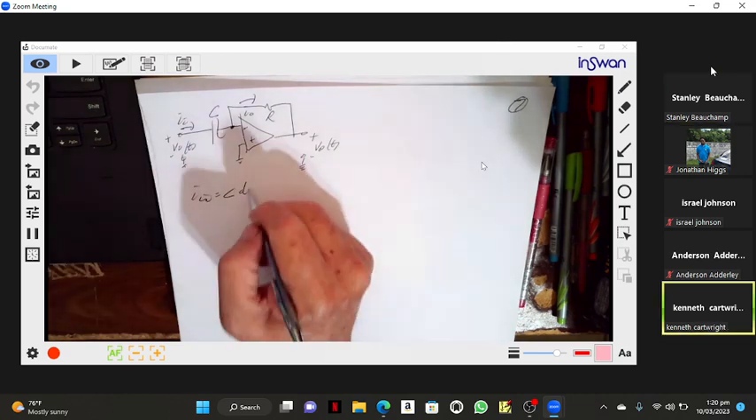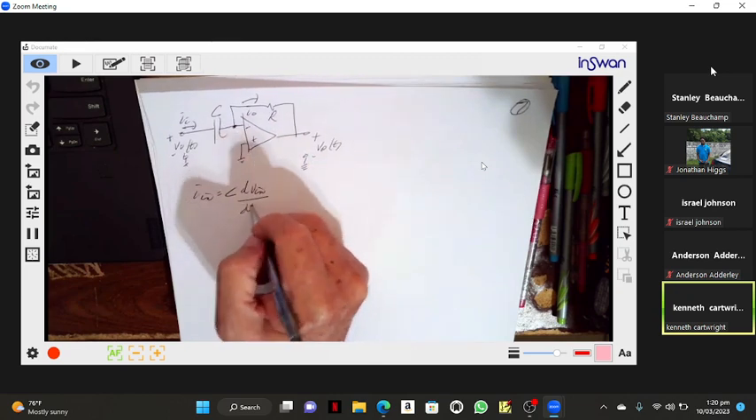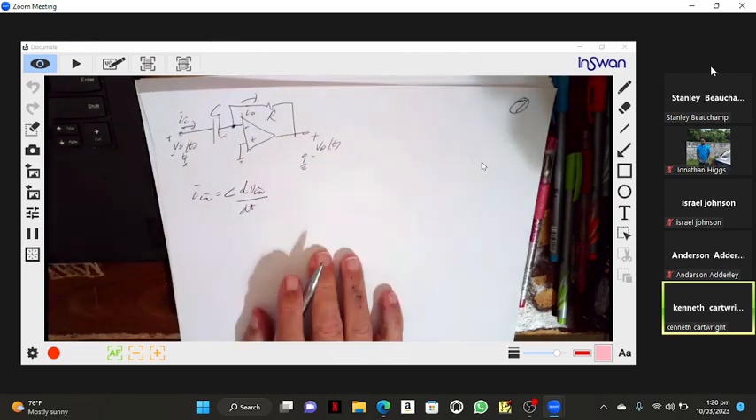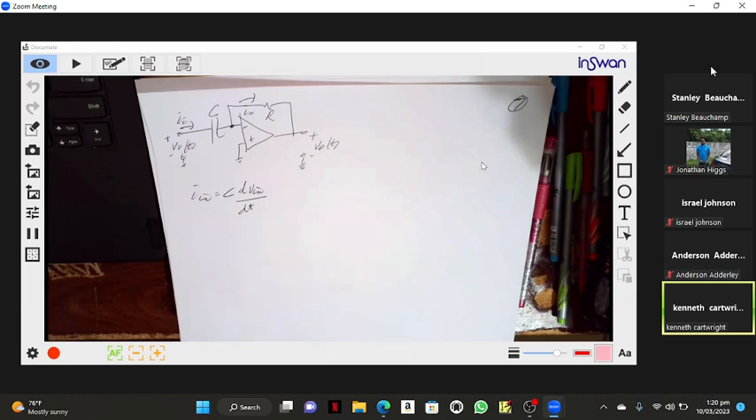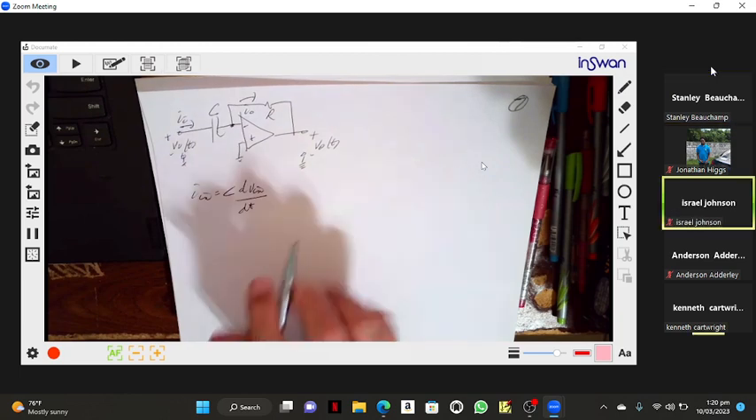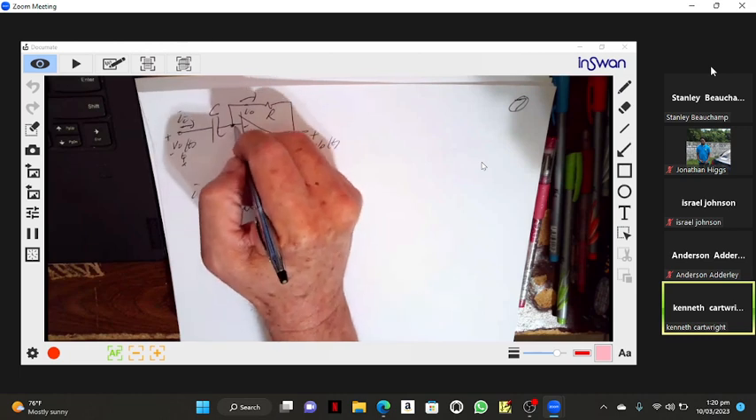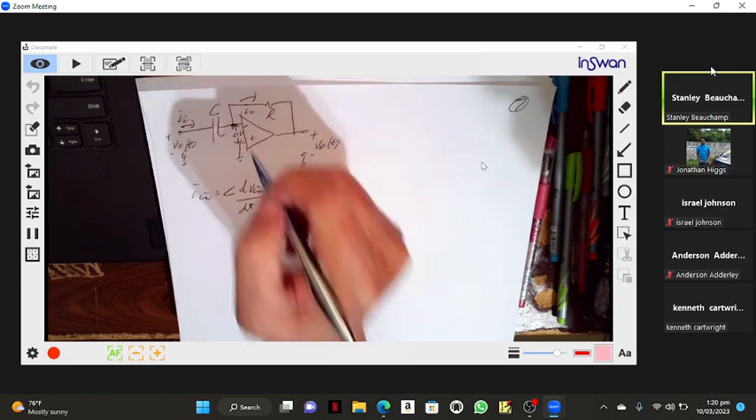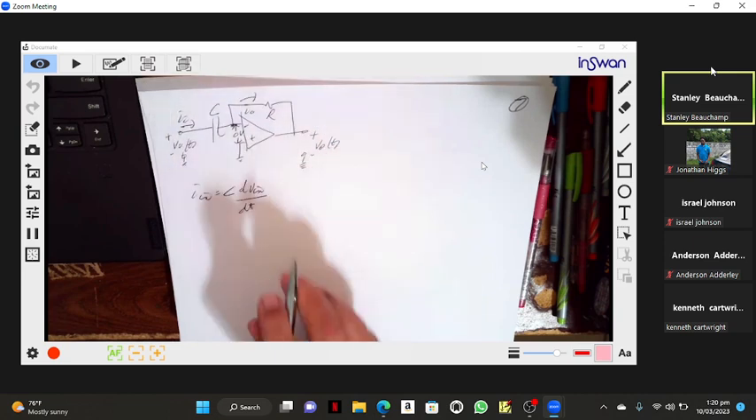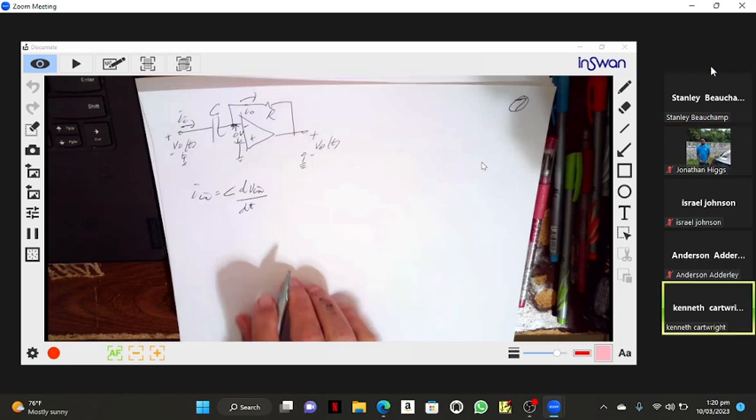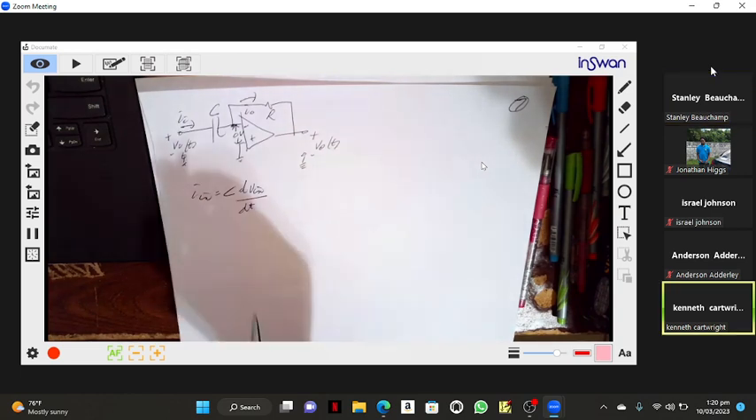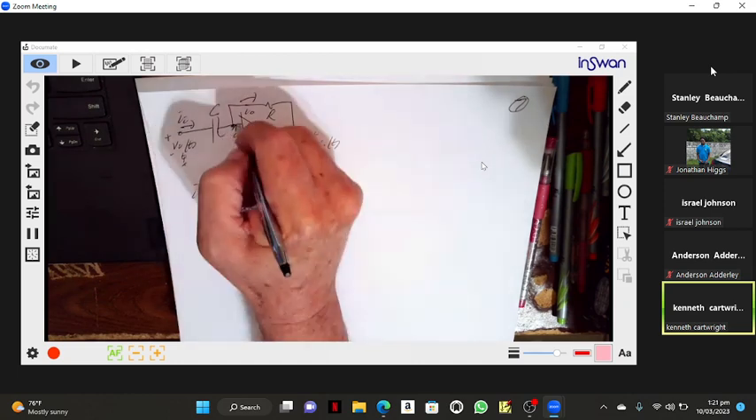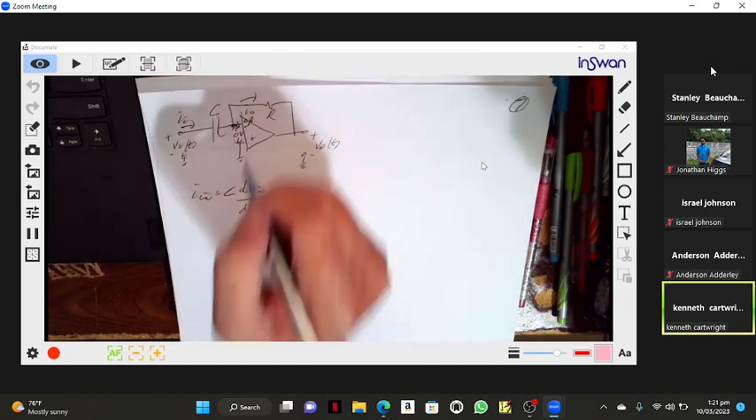Why is it the input voltage? Because the input voltage is across the capacitor. How do you know the input voltage is across the capacitor? The voltage across just the negative and the positive input, V_D, is 0. V_D is 0. So that means no current going through and going up towards the resistor. There's no current going this way. That tells you I_out equals I_in.